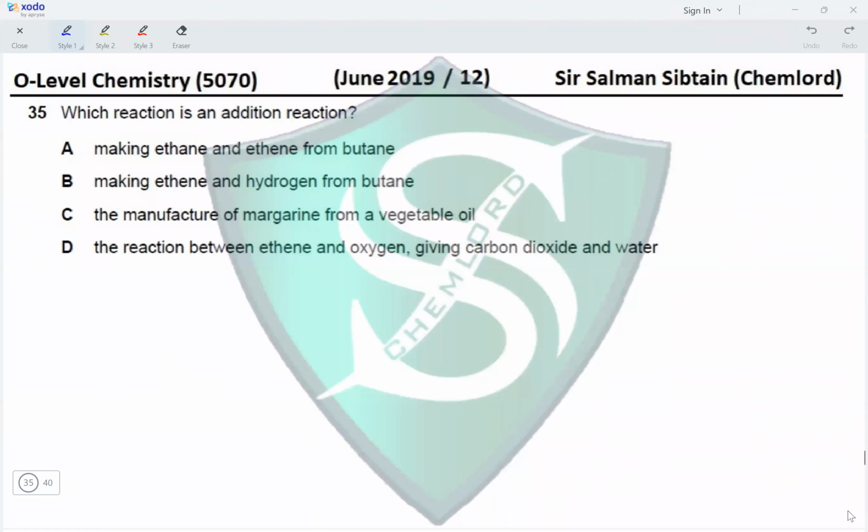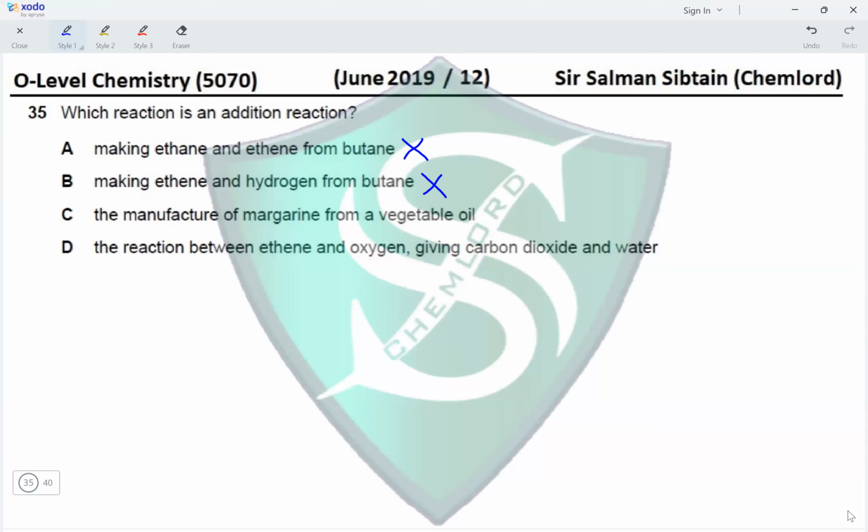Question 35. Which reaction is an addition reaction? Making ethane and ethene from butane. So we are converting a 4 carbon hydrocarbon into 2 carbon hydrocarbons. So this process is called cracking, not an addition reaction. Making ethene and hydrogen from butane. Again, smaller fractions from a higher fraction. This is cracking. The manufacture of margarine from vegetable oil.